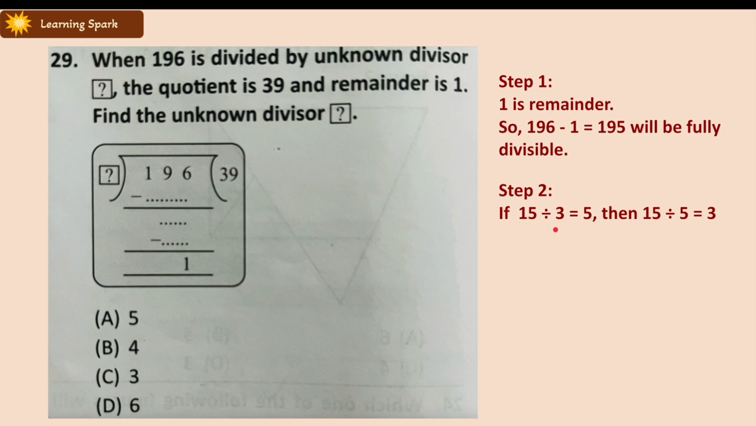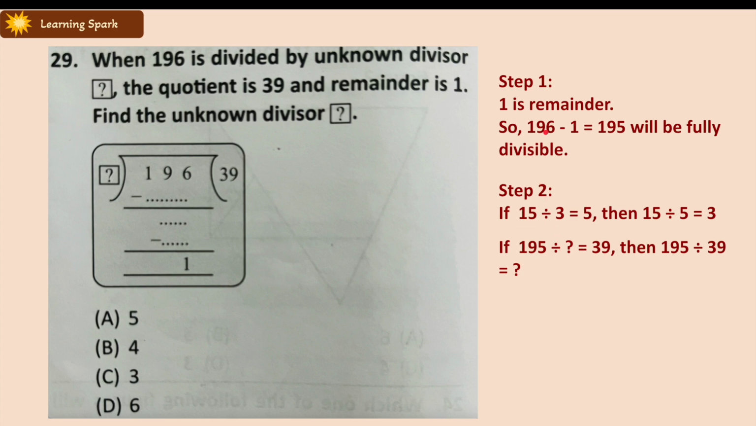Now let's consider this. See, if 15 by 3 equals 5, then 15 by 5 equals 3. So you can interchange the divisor and the quotient. If you are dividing a dividend by the divisor and get the quotient, then you can also divide it by the quotient to get the divisor. So you can interchange those two. In this case also we will interchange.